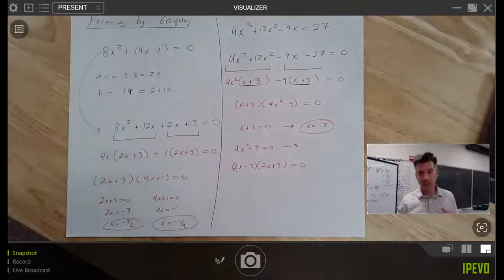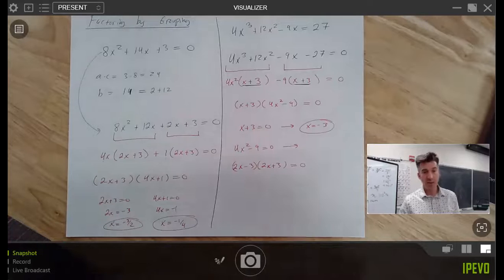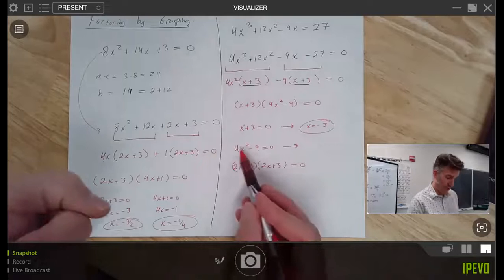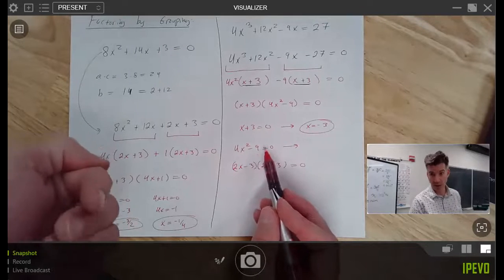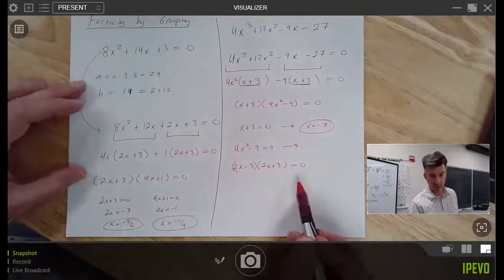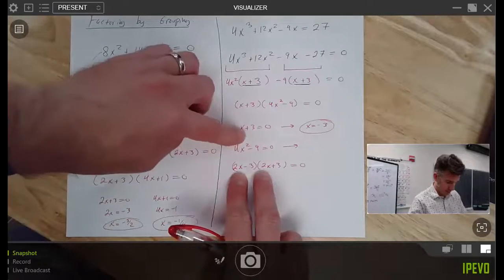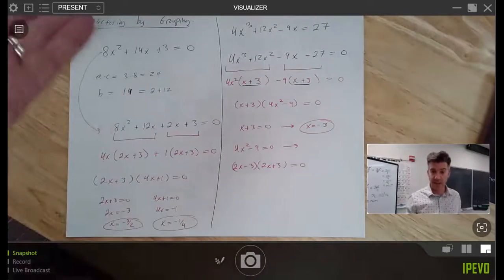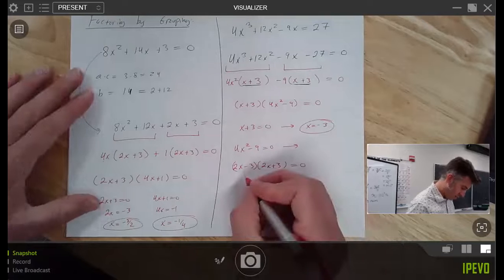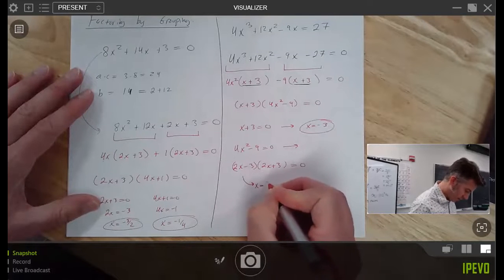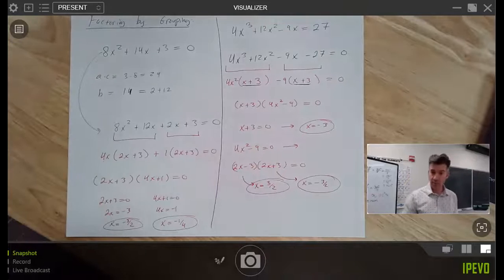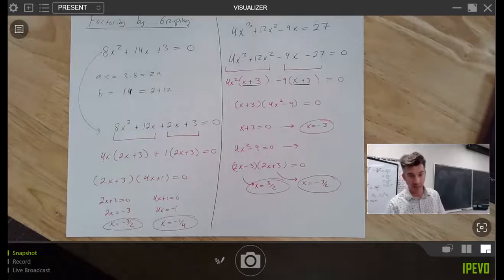Now that one is easy to factor because I can see it's a difference of squares, right? I have 2x quantity squared minus 3 quantity squared, and it factors as 2x minus 3 times 2x plus 3. This multiplies back to 4x squared, that multiplies to minus 9, and the middle terms cancel. I get a plus 6x and a minus 6x, which cancel each other out. So this is going to lead to x equal to positive 3 halves, and this is going to lead to x equal to negative 3 halves. And those are my 3 solutions. The most I can get.